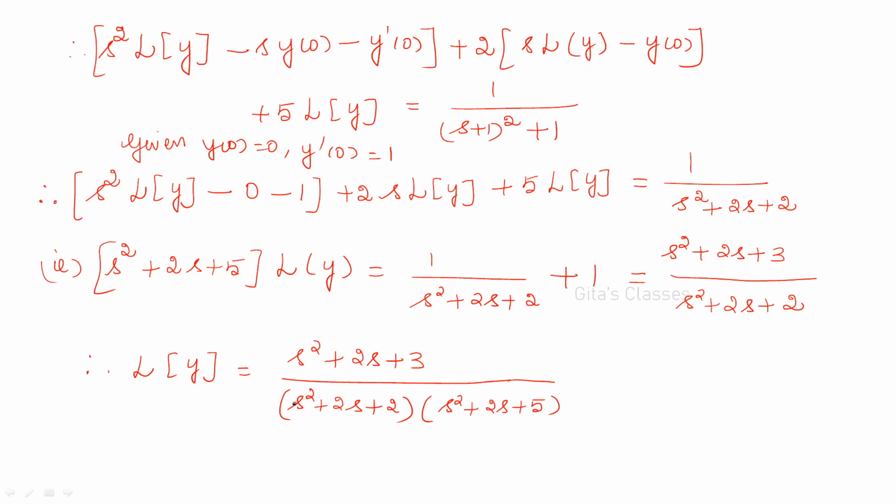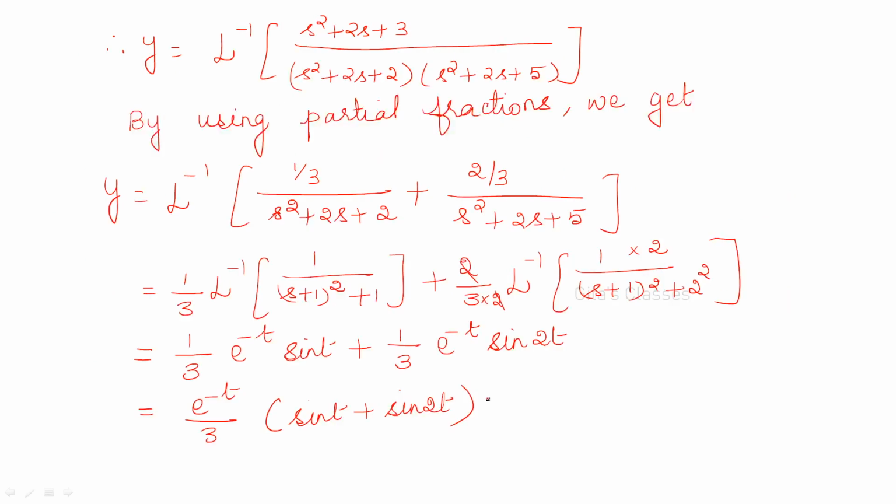Okay. And simplifying, bring this term also to the right hand side. L of y is equal to (s squared plus 2s plus 3) divided by (s squared plus 2s plus 2) into (s squared plus 2s plus 5). And now using partial fractions, you have to split them, because in the denominator you have a product of two functions. So y is equal to L inverse of (1 by 3) by (s squared plus 2s plus 2) plus (2 by 3) by (s squared plus 2s plus 5).